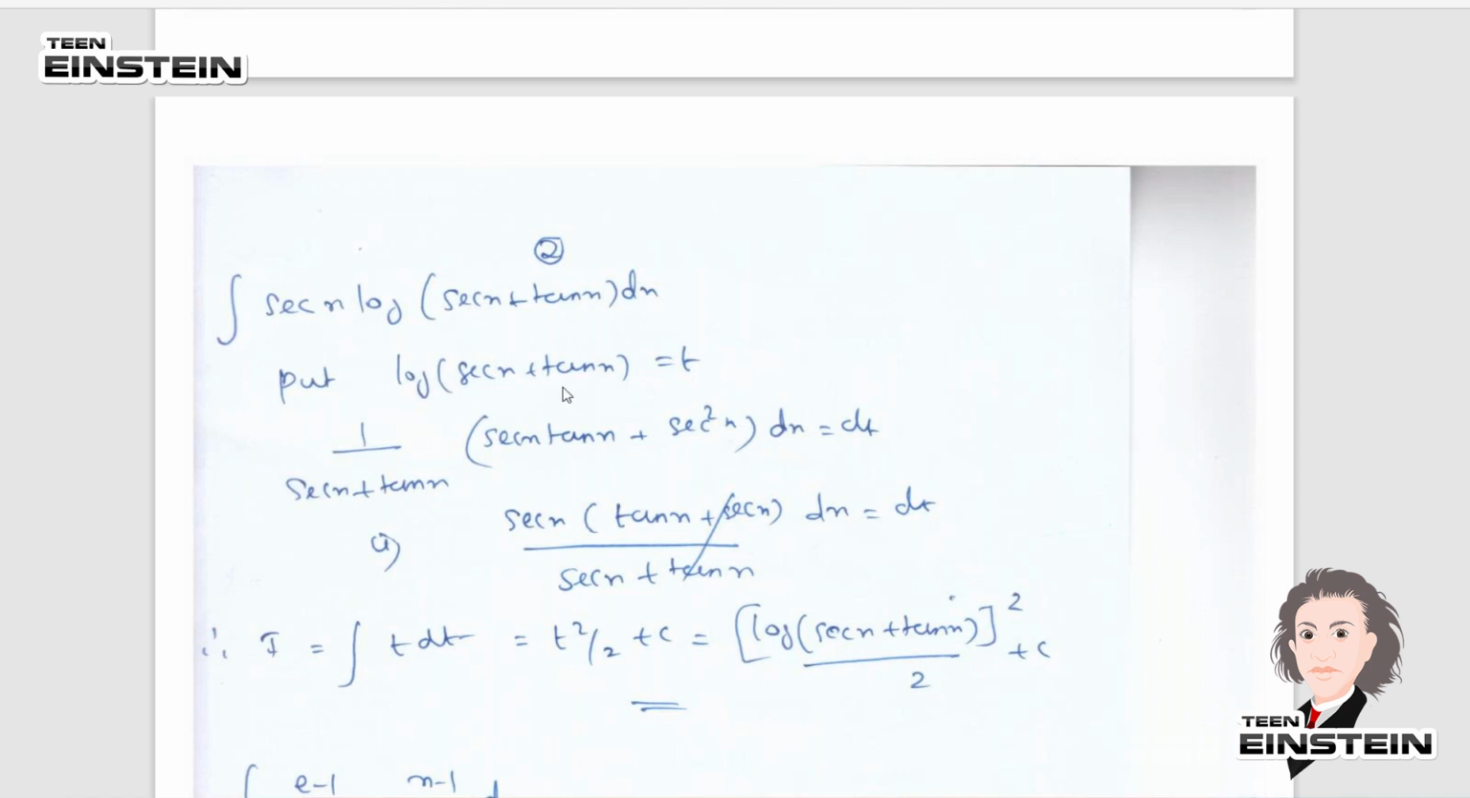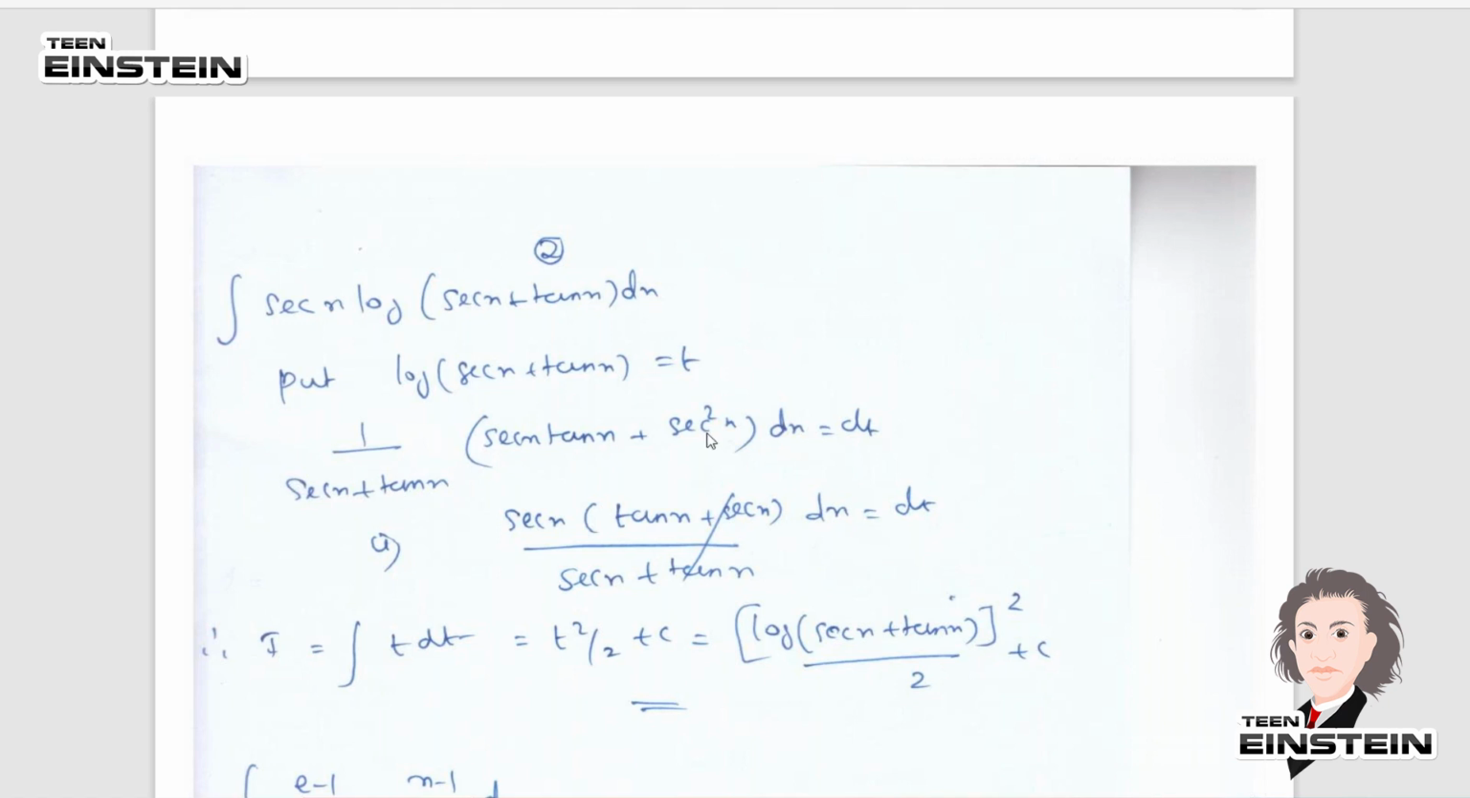Next, differentiate this secant x plus tan x. What is the differentiation of secant x? Secant x tan x. Here I am having two functions, so I have to differentiate both secant x and tan x. If you differentiate secant x, you get secant x tan x, plus the differentiation of tan x, which is secant square x. So secant x tan x plus secant square x dx equal to dt.